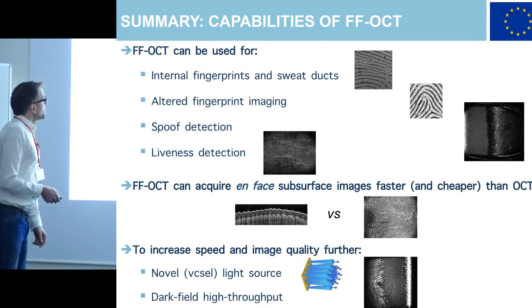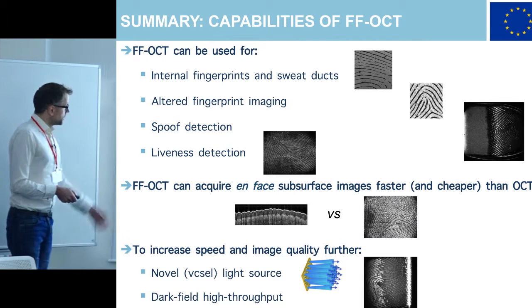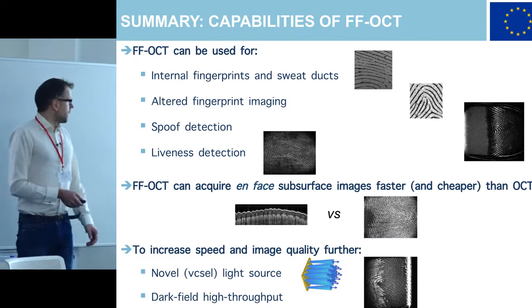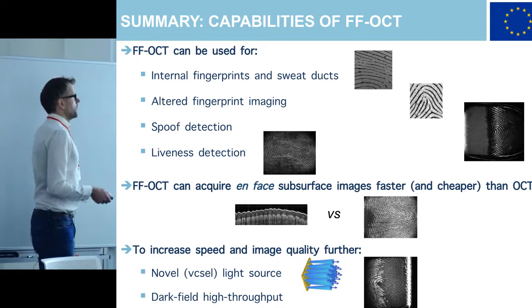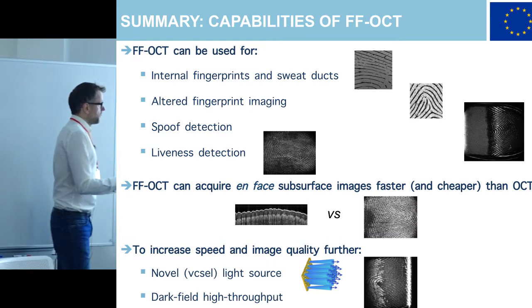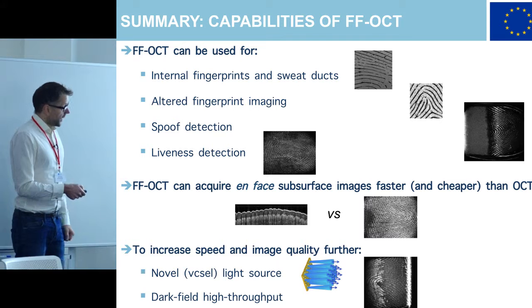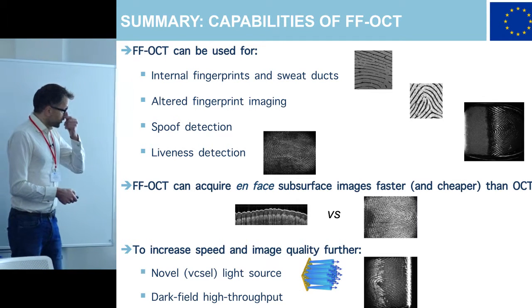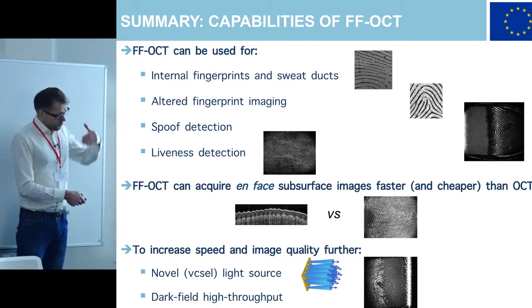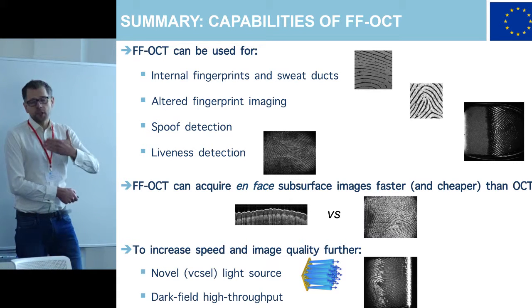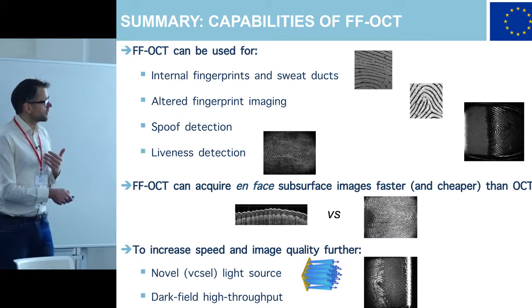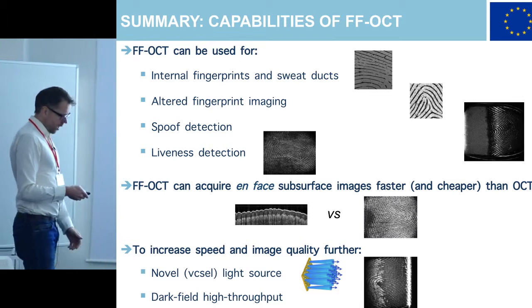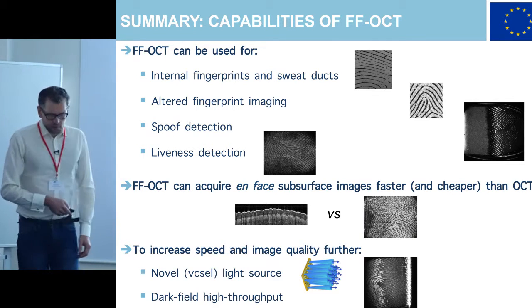So just to summarize, full field OCT can be used in biometrics in very different ways, from internal fingerprint imaging to spoof detection to liveness detection. And it's more suited to what we want to do because standard OCT acquires images fast, but they are cross-sectional. And we want fast en face images. So I think I'm running out of time.